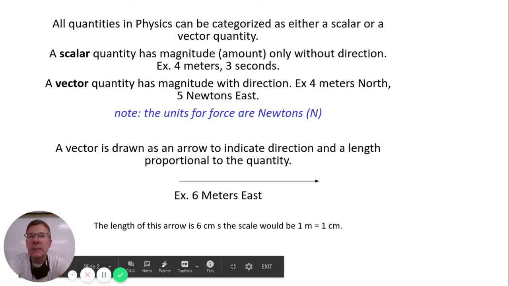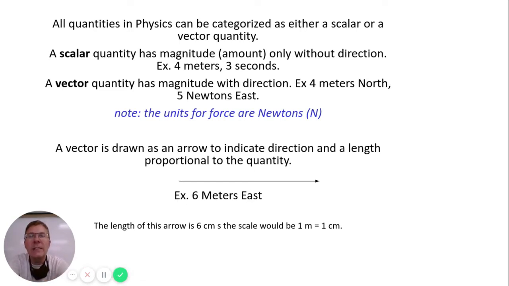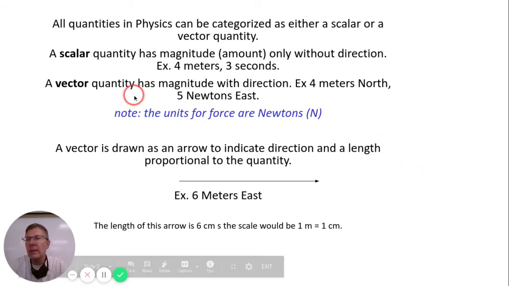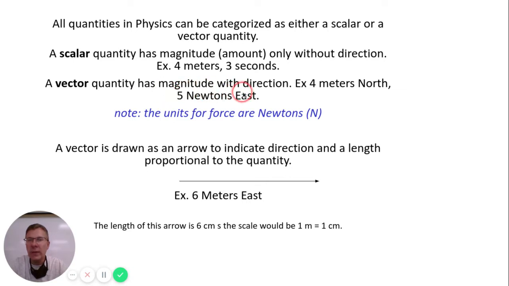All quantities in physics can be categorized as either a scalar or a vector quantity. A scalar quantity has magnitude, which means amount only, all right? No direction, okay? Like 4 meters, 3 seconds, $5, those are all scalar quantities. A vector quantity has magnitude with direction, like 4 meters north or 5 newtons east, and a newton is a unit of force.